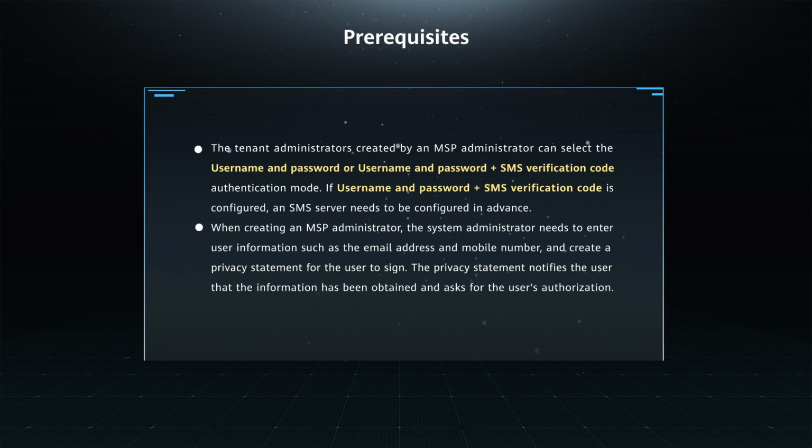When creating an MSP administrator, the system administrator needs to enter user information, such as the email address and mobile number, and create a privacy statement for the user to sign. The privacy statement notifies the user that the information has been obtained and asks for the user's authorization.